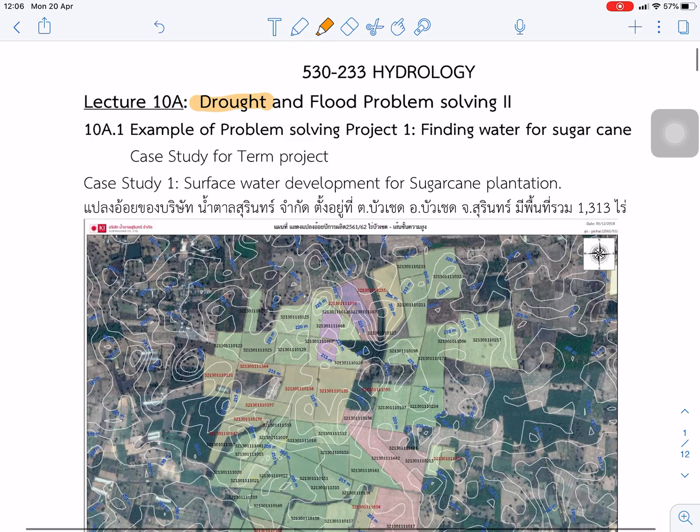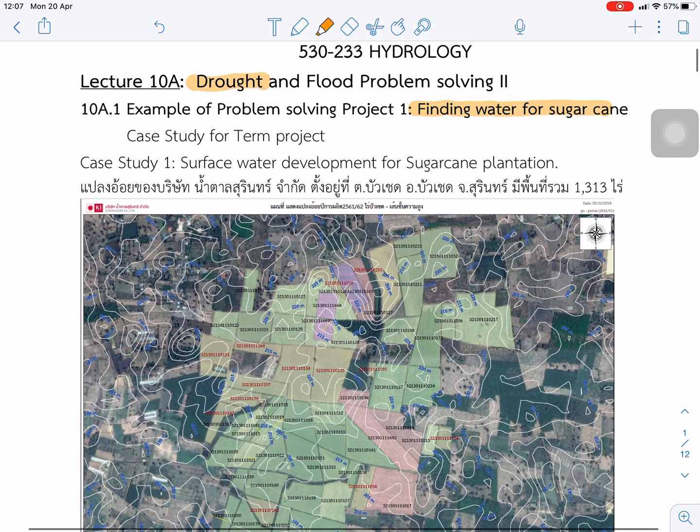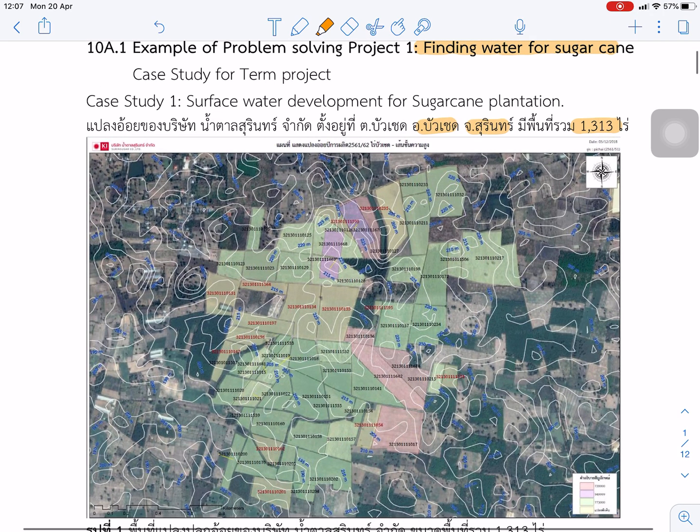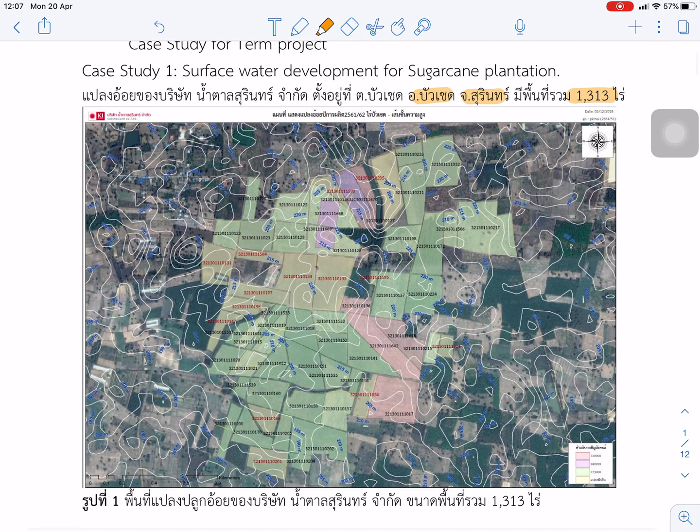In this example, the problem is that we want to find water for sugarcane in this area. This target area is in the Ampere Pochet and Surin province. The area is about 1,300 rai, for the Surin company. They want to find water for the sugarcane plantation. So this picture shows the target area.